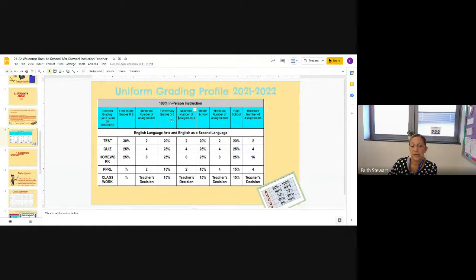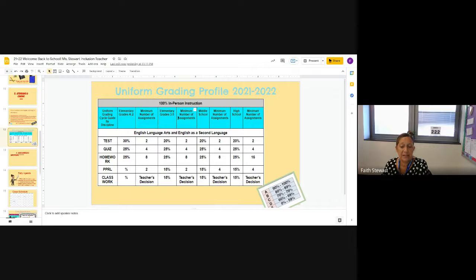Elementary grades 3 through 5. The tests, 20% of the tests count, 25% for quizzes, and 25% for the homework. All right. And also the PPRL 15%, and the teacher's decision 15%. And I'm not going to go through all of this because we don't do the middle school, but it's here. All right. And these are the minimum number of assignments. All right.